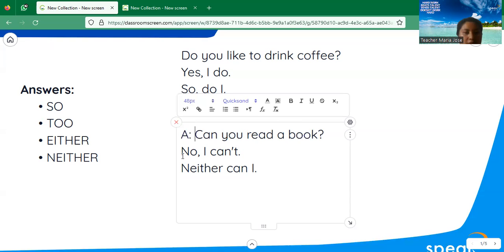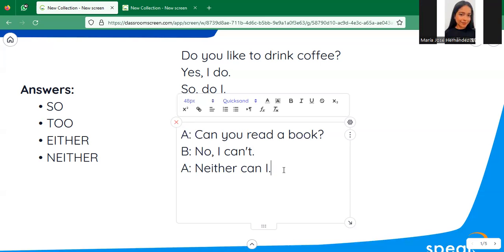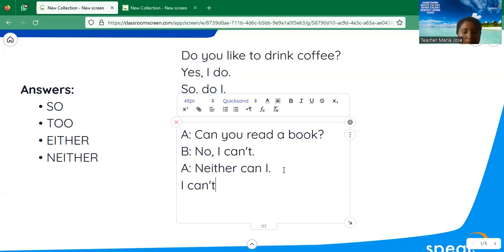Imagine that this is a conversation, okay? So we have A, B, and this person is A again. So it is like a conversation. So I need another possibility for neither can I. I can't either. Ah, okay. So how was it, Abigail? Can you read it, please, again?